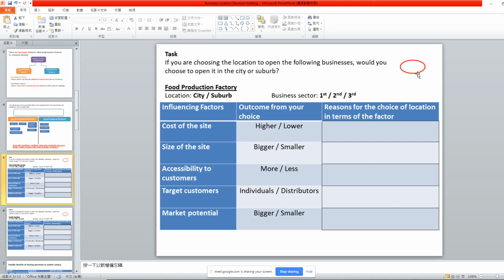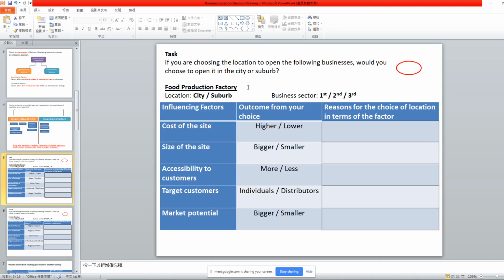You see the circle here? You just have to copy and paste the circle and put it here in your answer, and then you finish your reasons. But first of all, let us just go through the first part very quickly, and then I'll let you finish the table. So if you are trying to open a food production factory, you are trying to find a location.